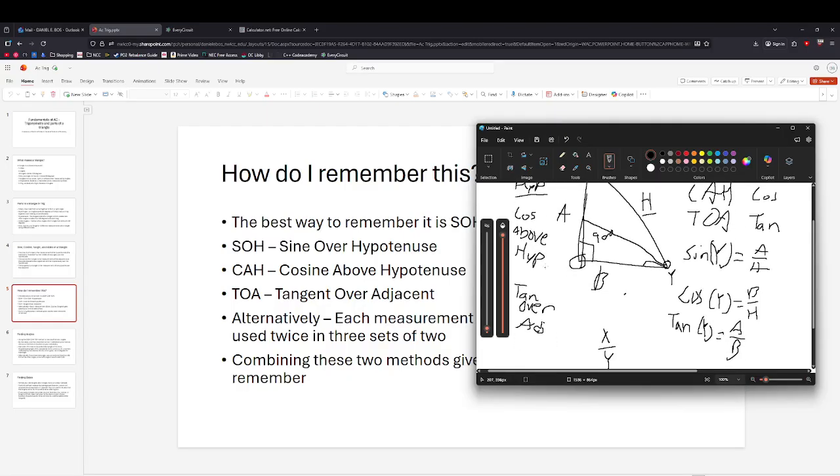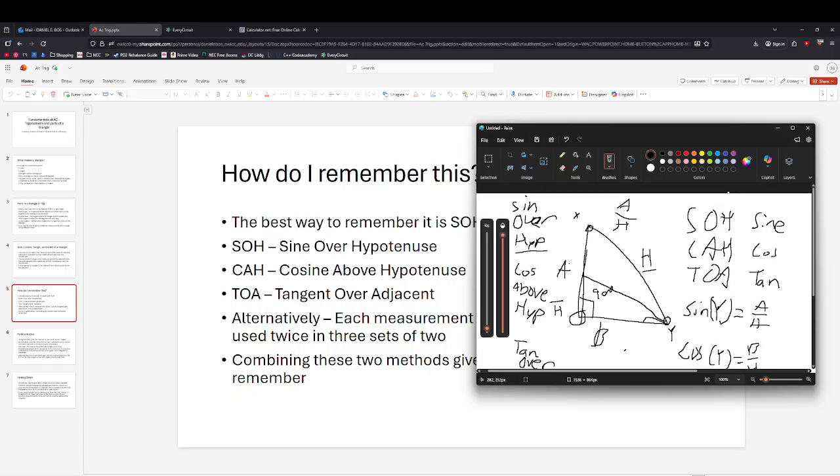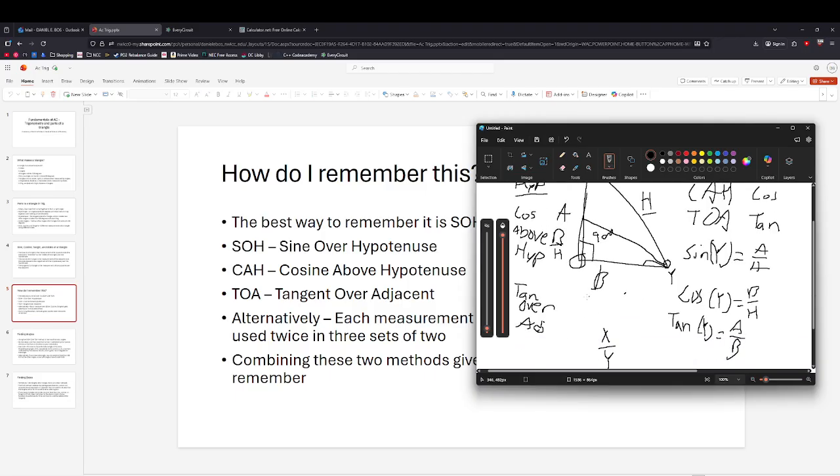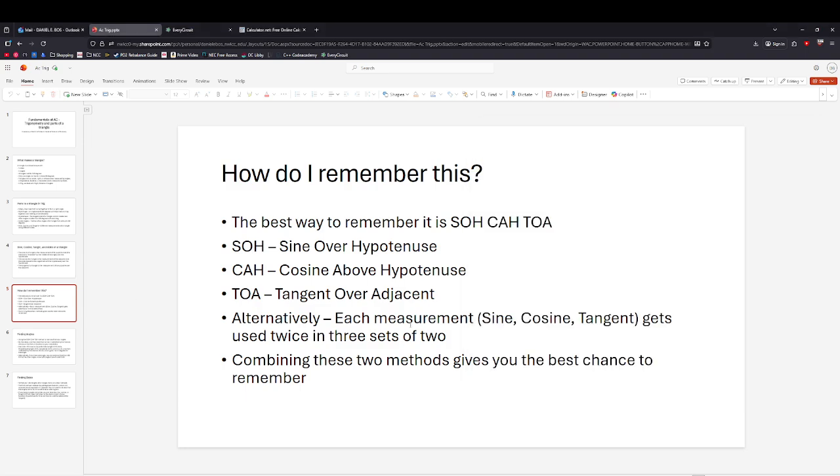So same thing here. Your cosine would be above hypotenuse. Obviously A is already spoken for, so it's going to be B. And you know that it's going to be B as well because that's your adjacent. And then for tangent, you can't use hypotenuse anymore, so it's got to be over your adjacent. And then obviously your only one left there is sine, which is what I talk about here as well. Each measurement of sine, cosine, and tangent, you use it twice in 3 sets of 2.